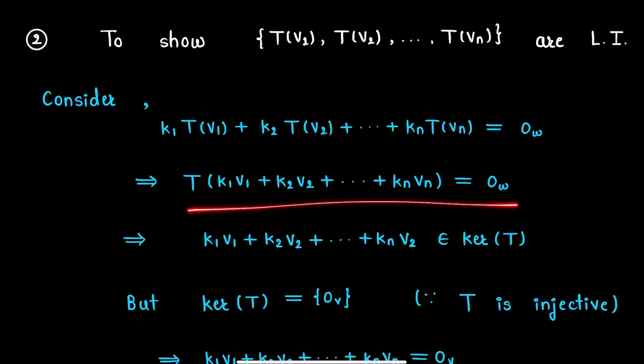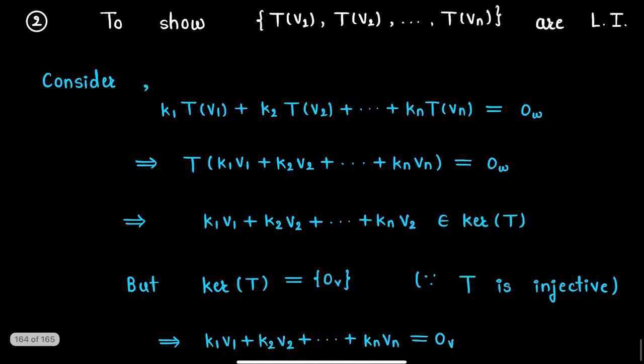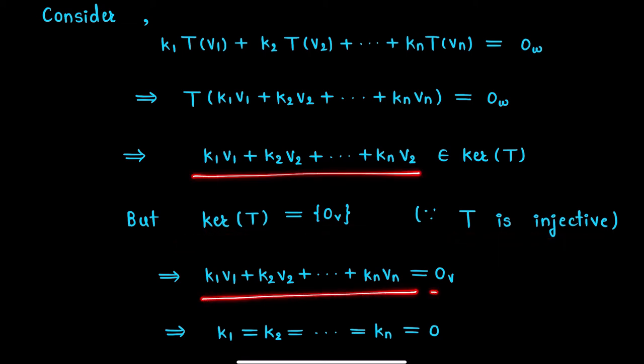Now from here we can conclude that the linear combination K1 V1 plus K2 V2 plus and so on plus Kn Vn belongs to the kernel of homomorphism T. Now since T is an isomorphism, T is injective, that is 1-1. So since T is injective, the kernel of T will be the singleton 0 vector. And therefore this linear combination will be equal to the 0 vector of vector space V.